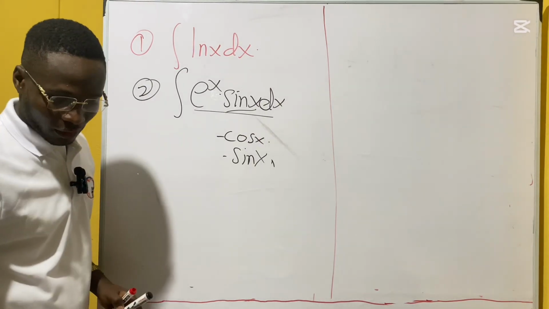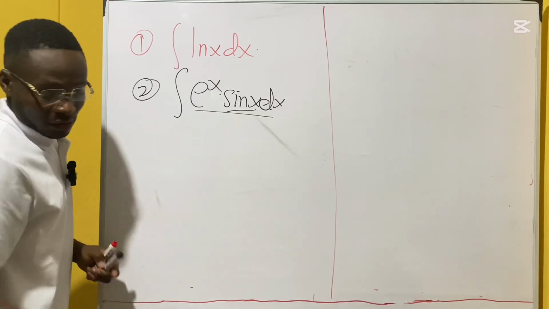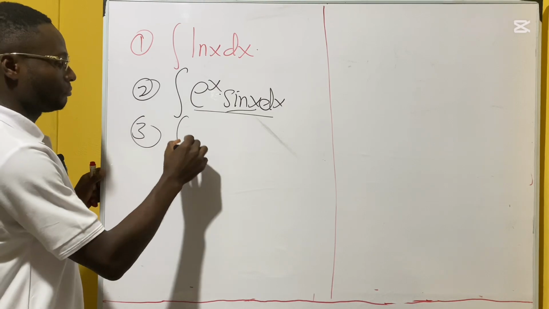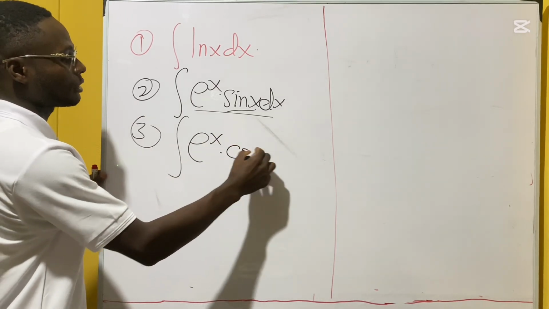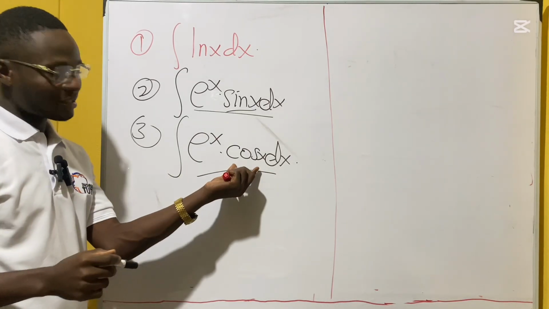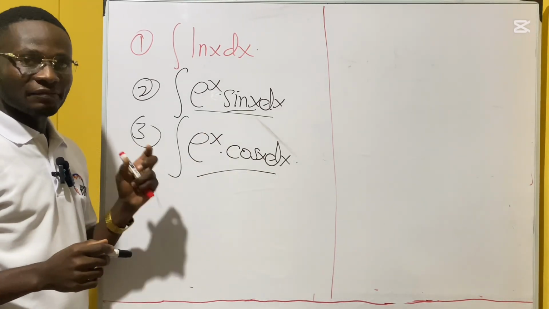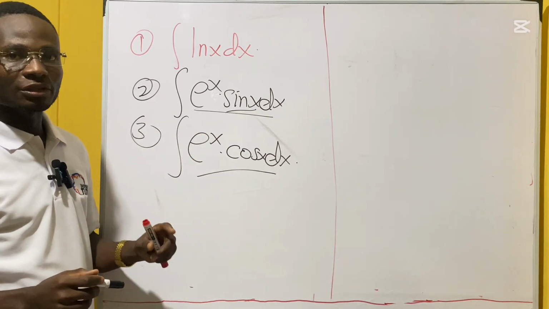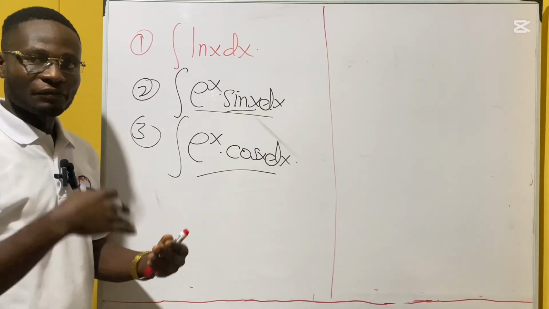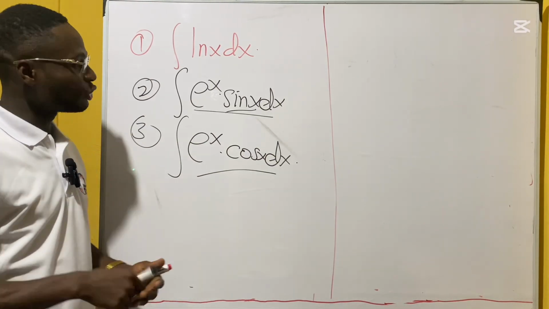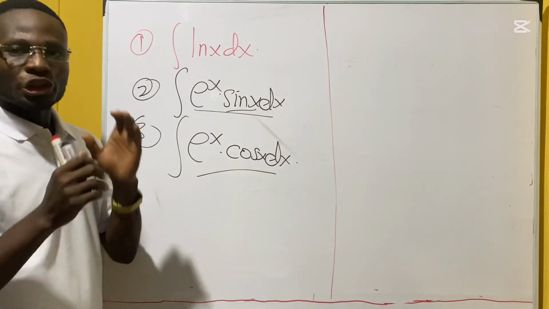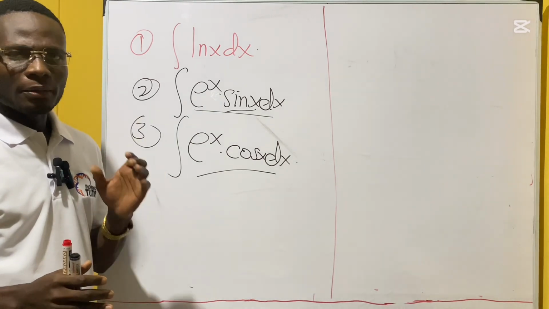Three, our third function is, of course, when you have e power x cos x. This also involves cos x, which is part of the cyclic functions, because when you integrate cos x, you're going to have sine x. Integrate again, you're going to have negative cos x. It follows that pattern, right? So when you have sine or cos combined with an exponential function, you don't use the tabular method.